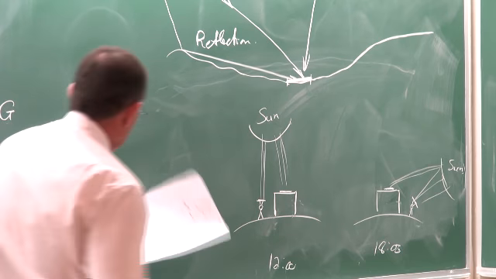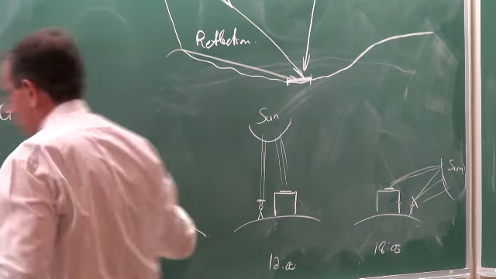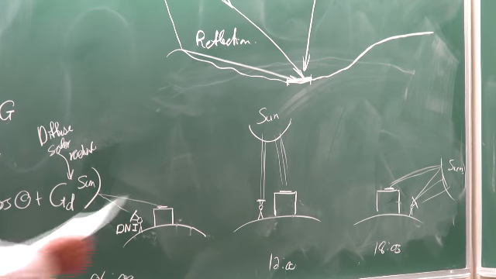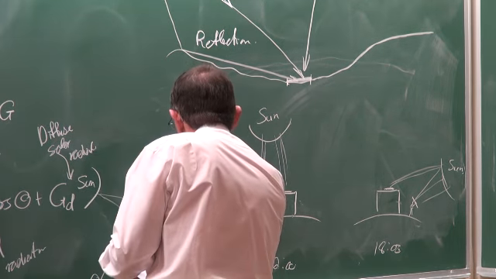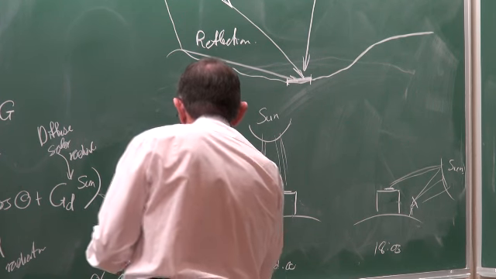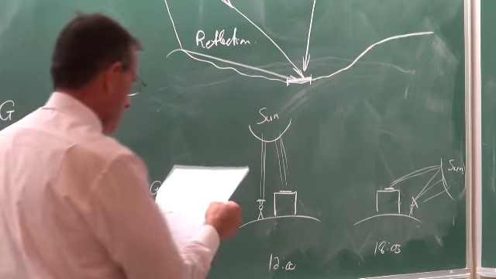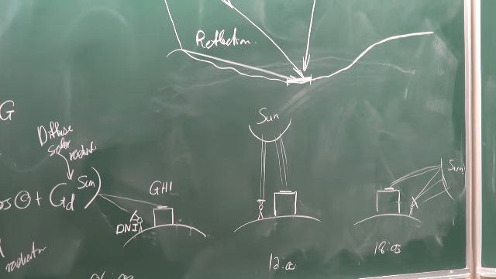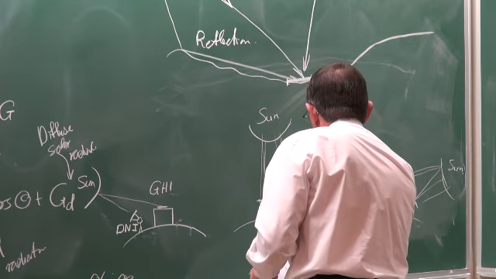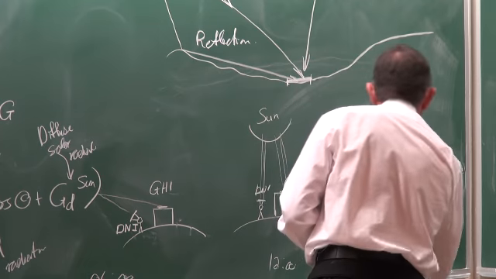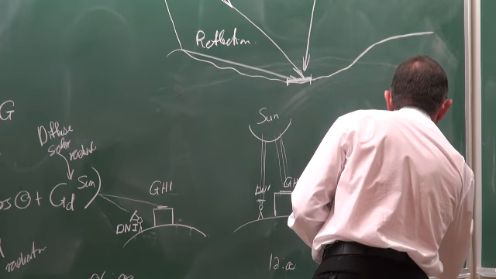So the DNI, well, this is called the GHI. What you're measuring on that surface is always the GHI. GHI, that one there, and the DNI.